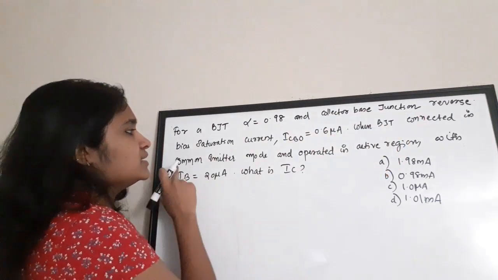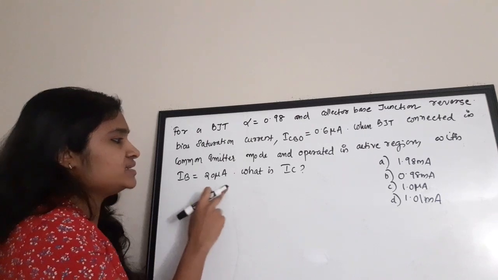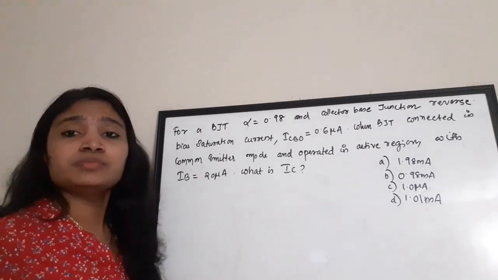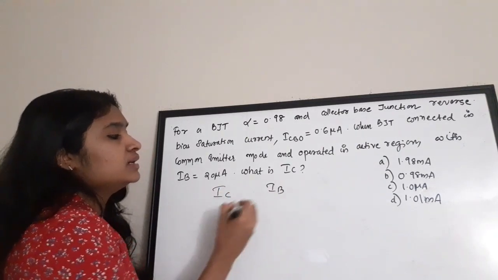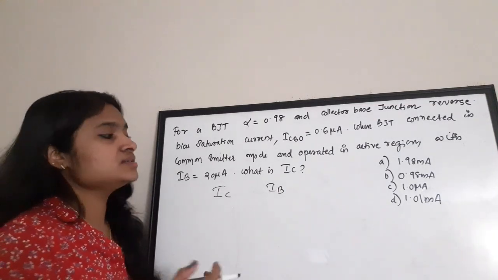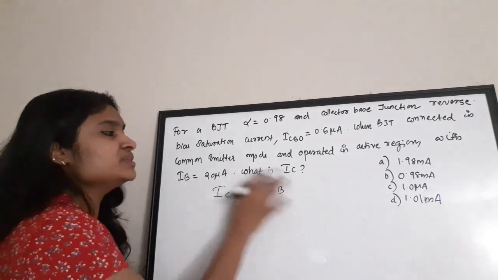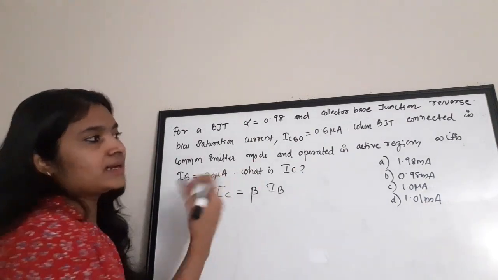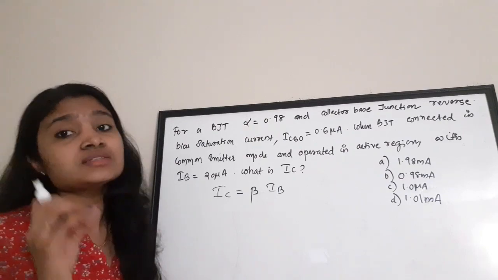When BJT is connected in common emitter mode and operated in active region with IB equal to 20 microampere, what is IC? So we know that the relationship between IC and IB in the active mode of operation of a transistor is given by IC equal to beta times IB, right? This is a simple relation which a transistor follows in the active region. In active region, what is happening? It acts as an amplifier. The transistors act as amplifiers.